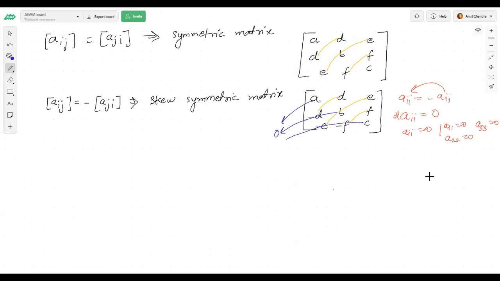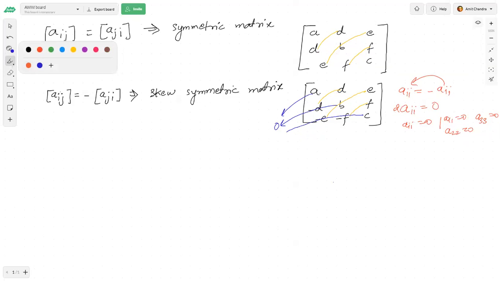Fine, so I'll repeat once again. Basically, we did yesterday symmetric and skew symmetric, right? See, a symmetric matrix will be of the form when we have this property satisfied. That means Aij is equal to Aji. If Aij is equal to Aji, that means it is a symmetric matrix, है ना?